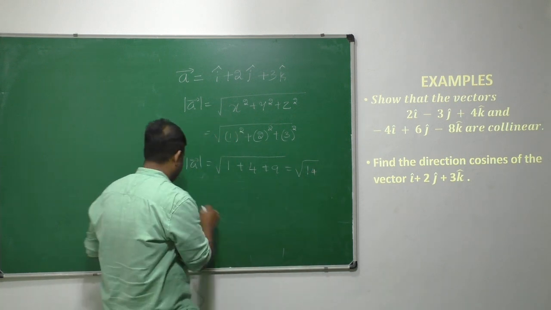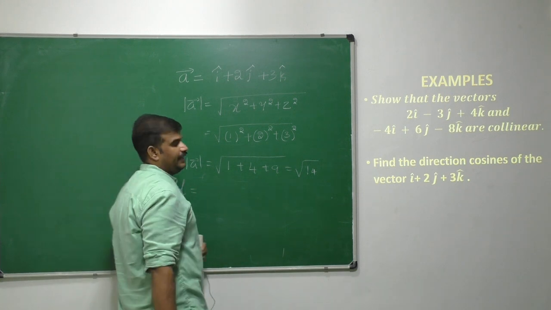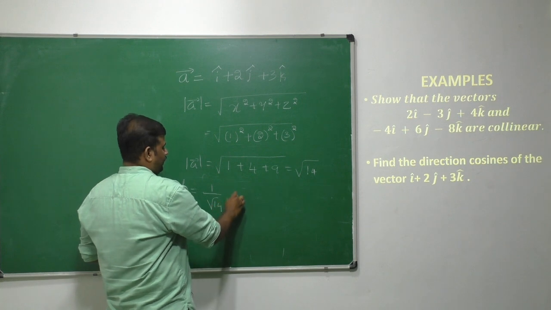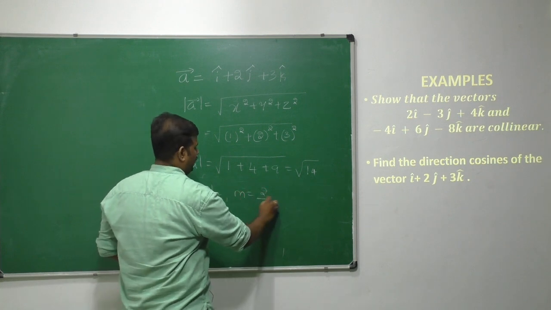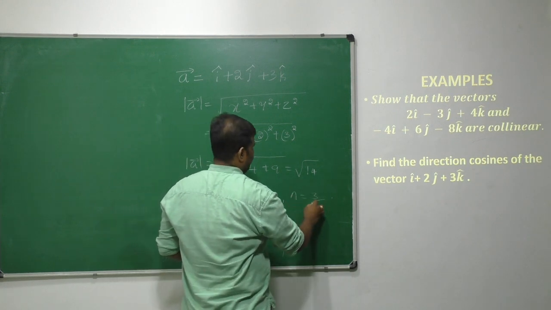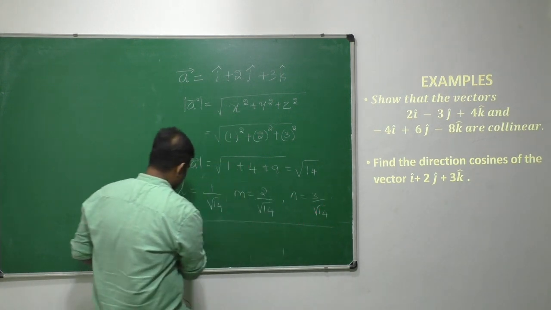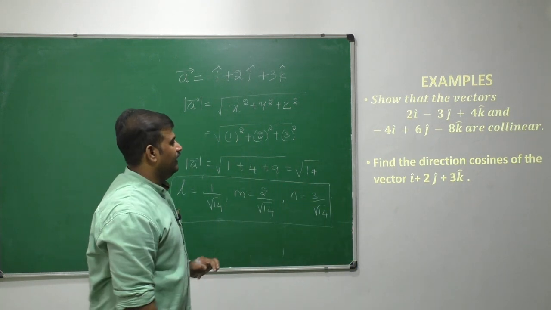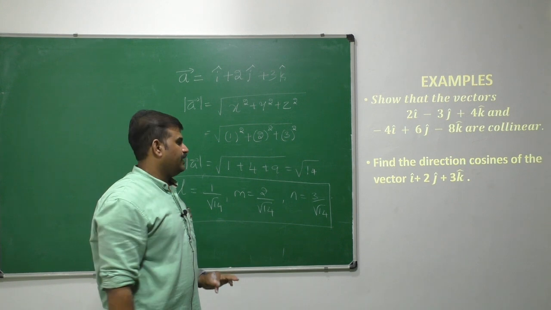Then what is your L? Directly we can write, your L is x by this, that is 1 by root 14, M is equal to 2 by root 14 and N is equal to 3 by root 14. These are the direction cosines of your given vector I plus 2j plus 3k.